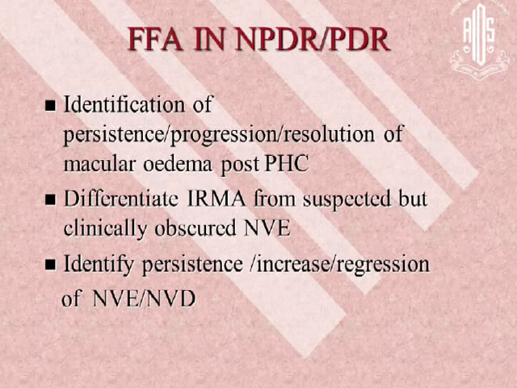Then what is the importance of angiogram in non-proliferative and proliferative diabetic retinopathy? It differentiates when we are in clinical suspicion whether it's an IRMA, as pointed out by Dr. Sunil, which runs between the major vessels, or it's a subclinical NV or clinically obscured NV. Though mostly the diagnosis is clinical, angiogram has a role, and it identifies the persistence or increase or regression of neovascularization elsewhere.